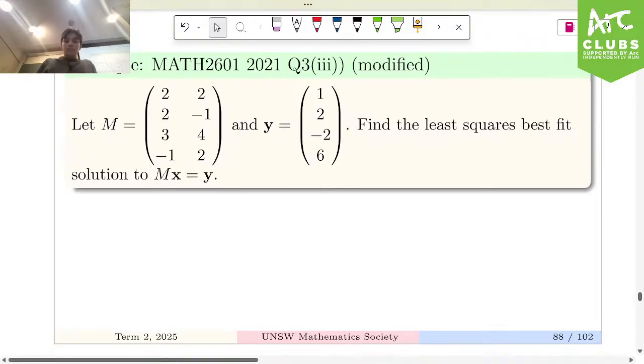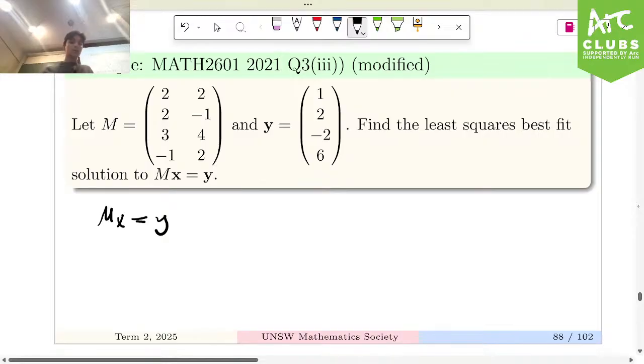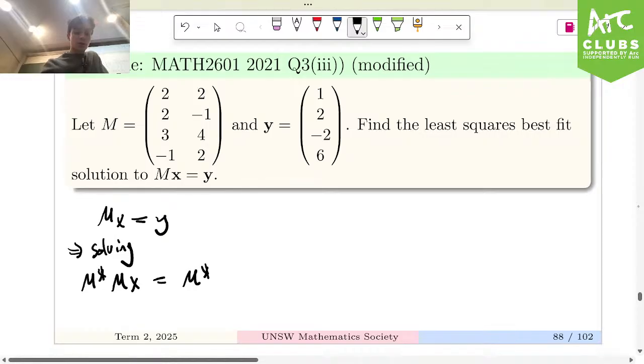So let's give this one a go. We've got that we're finding our solution. Our equation for which we want to find the closest solution is MX equaling Y. So what we do is we multiply on both sides by the adjoint of M. So we are solving adjoint M X equaling M adjoint Y.